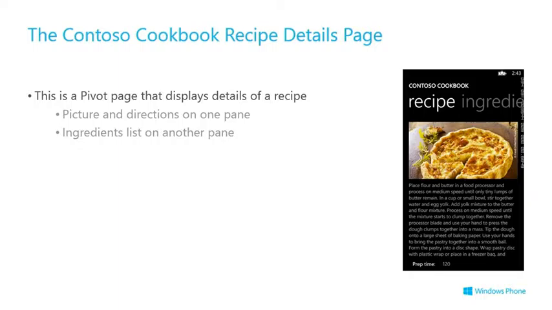I'm not going to start with the home page, the launch page, which is the list of recipes. I'm going to leave that until later in this session. It's easier to start with this one. But also the message here is you need to create each page in isolation anyway. So I'm going to start by designing the recipe details page, which is a pivot. You have the recipe picture and directions on the first pane, and then you scroll to the right and you get the ingredients list on the second pane. So this is the one we're going to build.